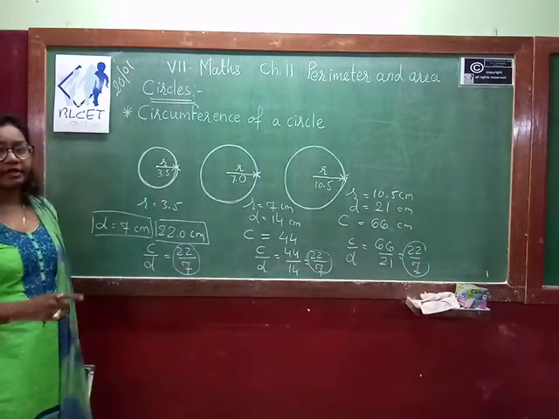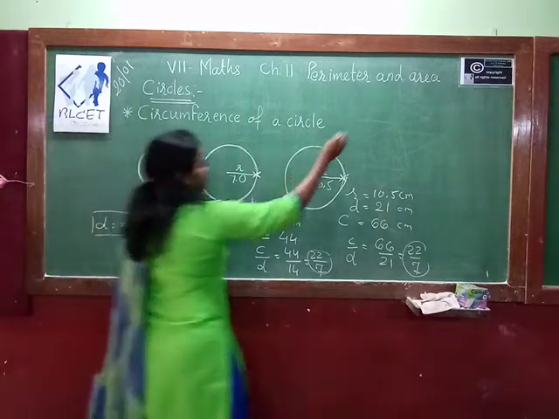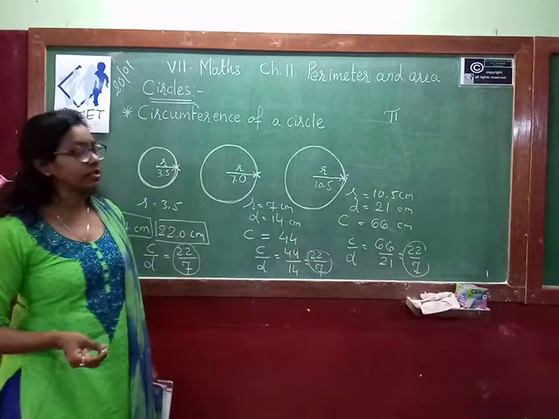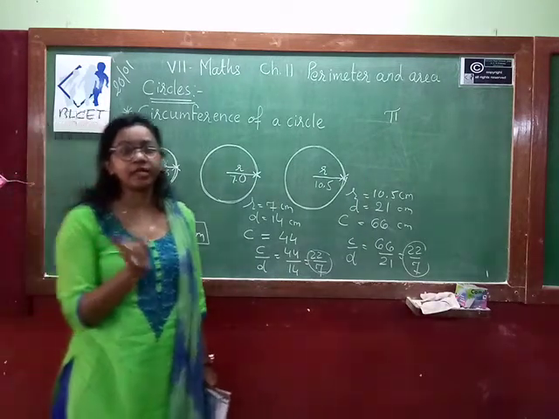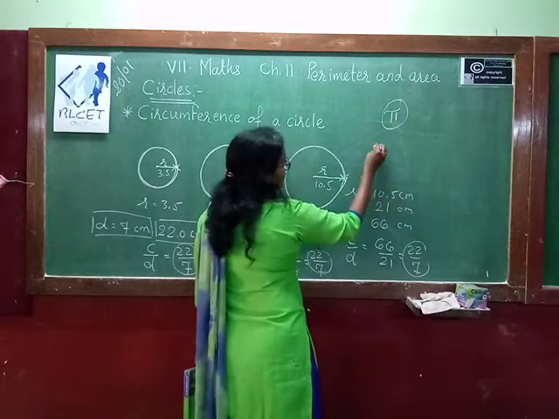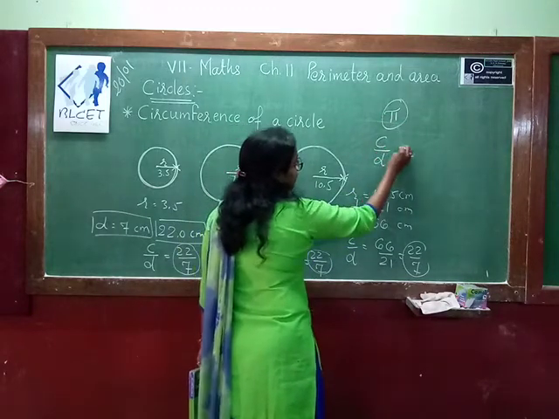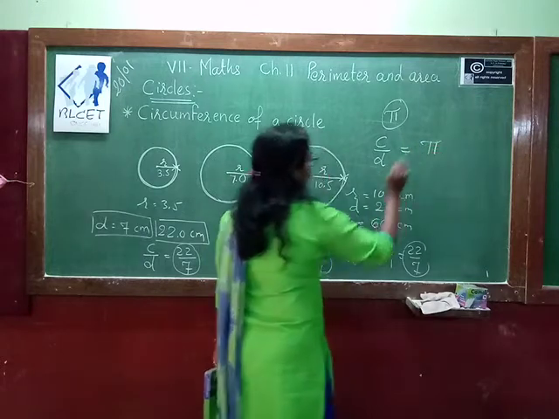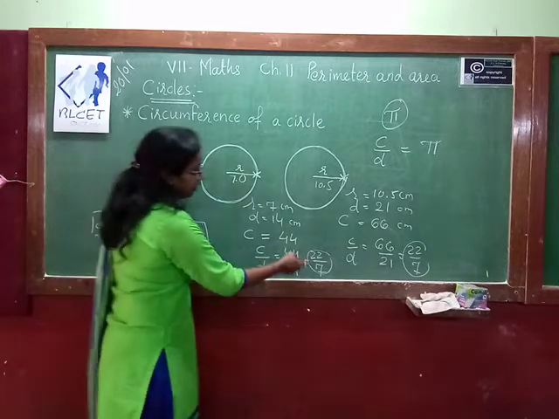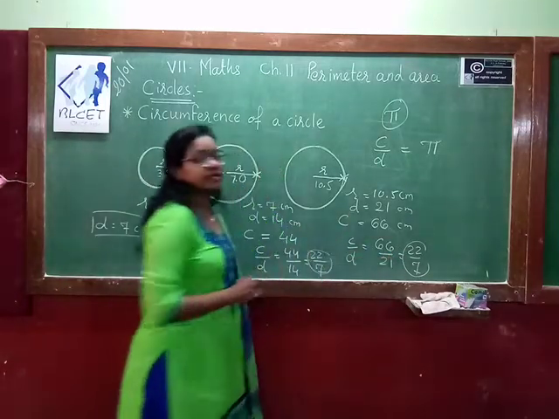So this answer we can call pi. Everywhere you are getting the answer constant, that we can represent as pi. So what can we say? C divided by D is equal to a constant term, that is pi, because everywhere we are getting 22 by 7, 22 by 7, 22 by 7.